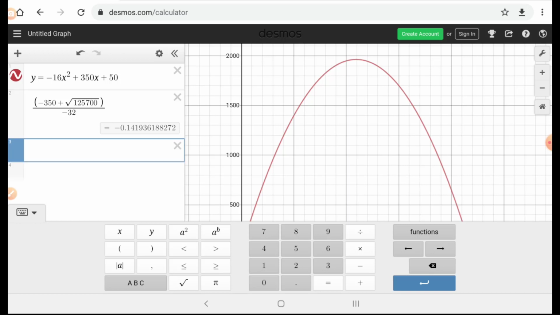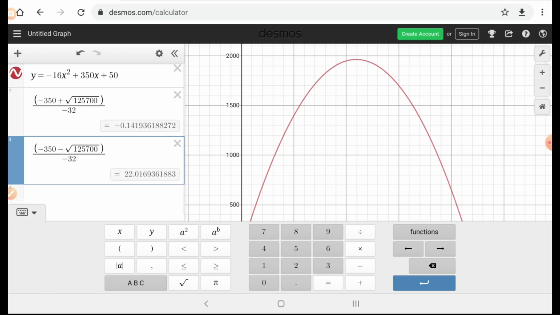So now let's do the same thing, but now let's do one with the positive answer. So we'll go negative 350, subtract the square root of 125,700. Let's close out of that. And we're going to divide everything by negative 32. Perfect. And there's my two answers.